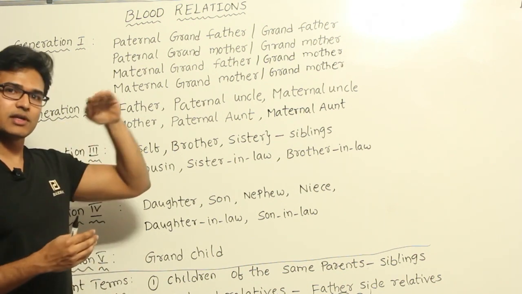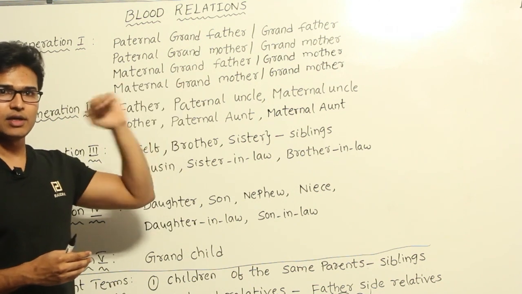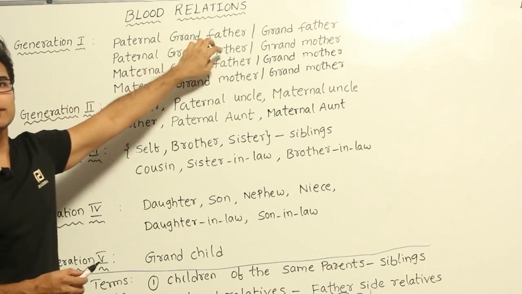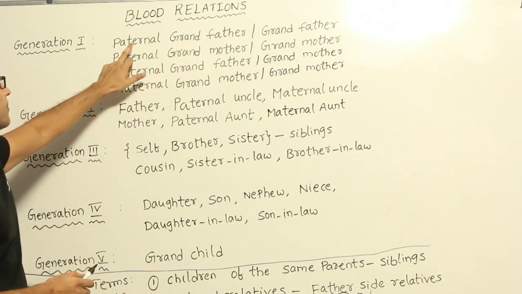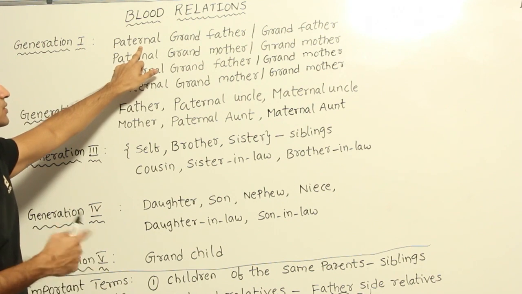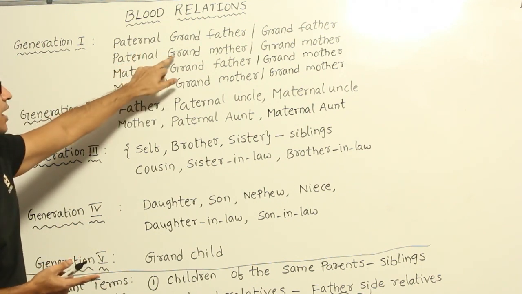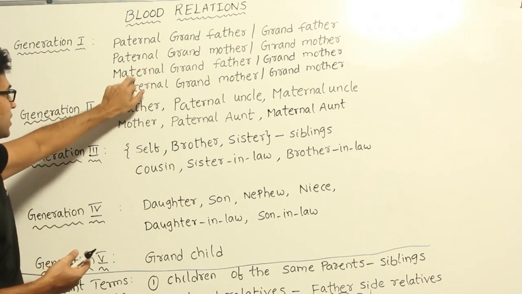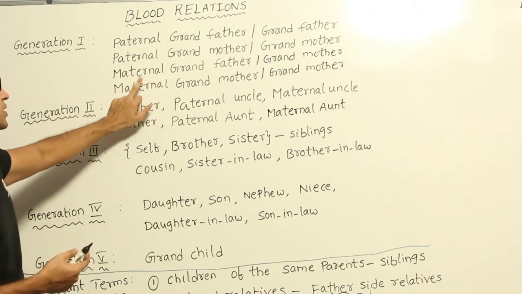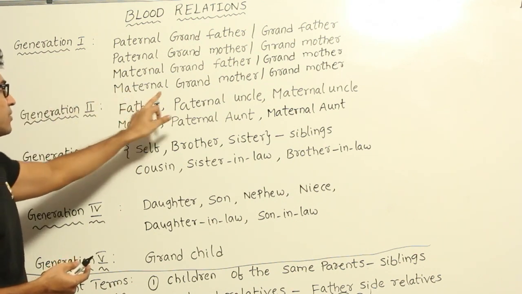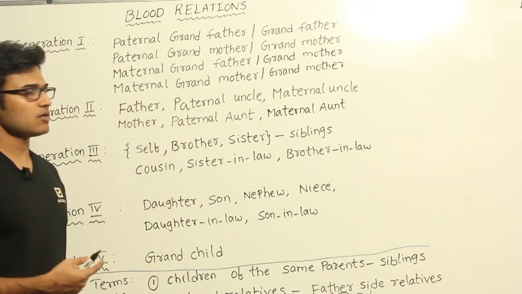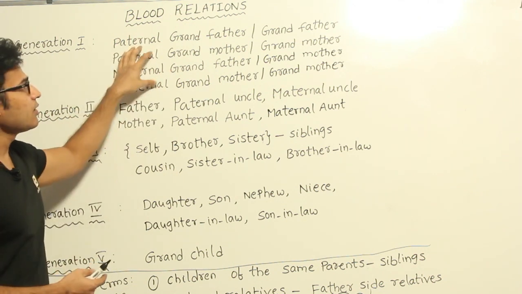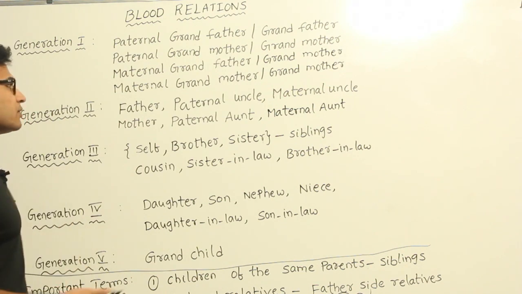So generation 1 means they are at the highest level, or the oldest people, right? All the grandfathers or grandmothers, we are going to put them at the highest level, and they are called generation 1. Paternal grandfather means your father's father, and paternal grandmother means your father's mother, and maternal grandfather means your mother's father, and maternal grandmother means your mother's mother, right? Generally they will not mention all this. Sometimes they will mention it, sometimes they might not. Then they simply use the words grandfather and grandmother.